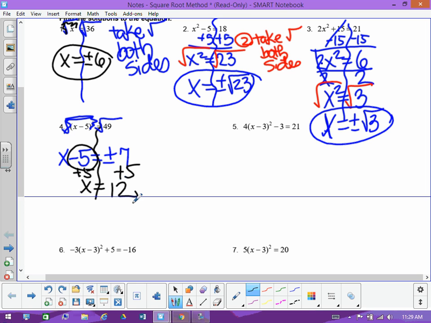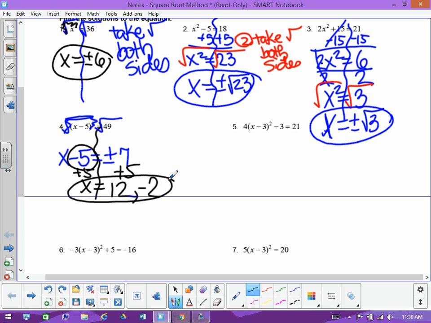Negative 2. So there's my answer. Remember, our answer could be a positive 7. So if I add 5 to positive 7, I get positive 12. Or it could be negative 7, and negative 7 plus 5 is negative 2. We have those 2 choices.